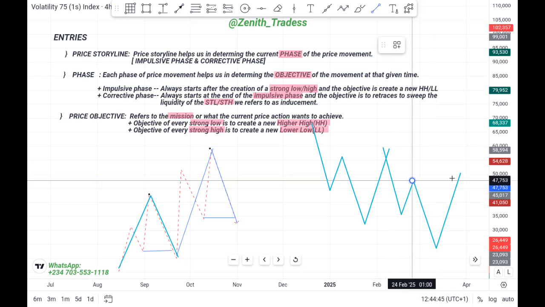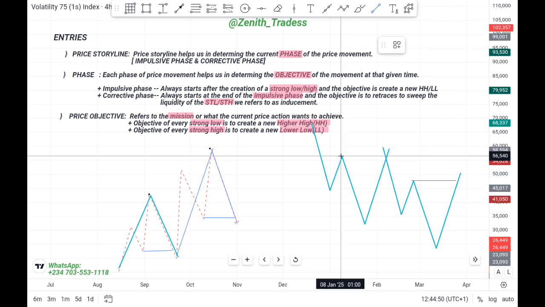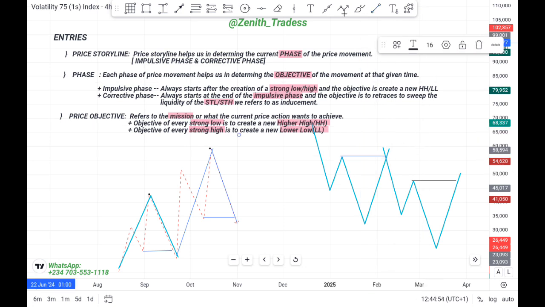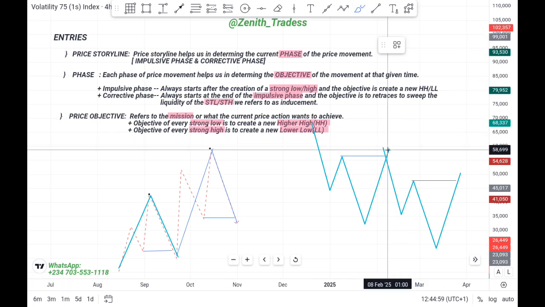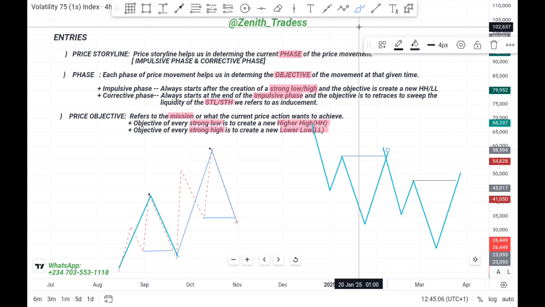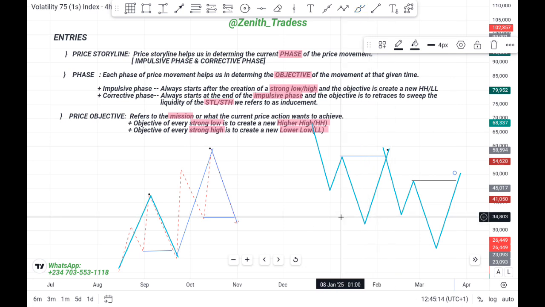This is a structural high. You can call it inducement or your structural high. So I say we should picture our structure in the form of the letter M for bullish and the letter W for bearish. So we understand what price storyline is, and what a phase is, impulsive or corrective. Then what is price objective? Price objective refers to the mission, or what the current price action wants to achieve. Simple as that.